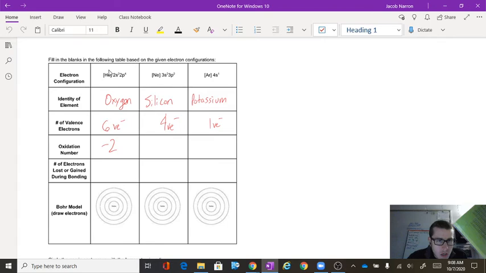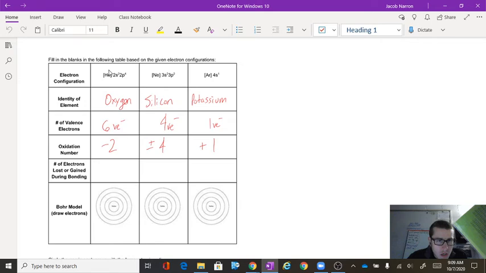If silicon is in group 14, it's going to be plus or -4. Okay, so silicon is special. Next one we have potassium, which is going to be +1 because it's in group number 1. And then we get to this.